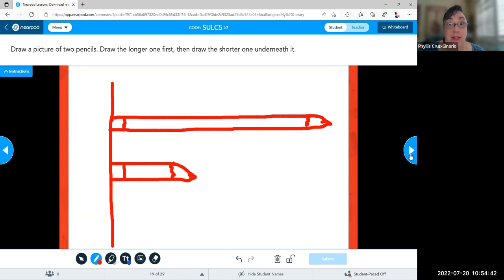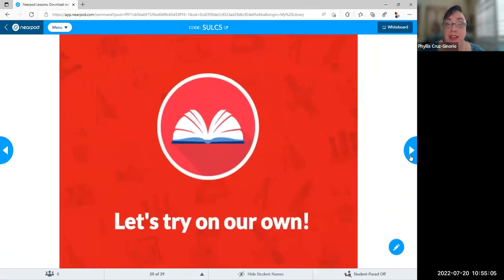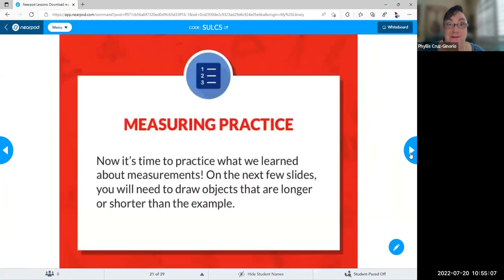I bet you could do it with your toys, bananas. You could do it with markers. You could do it with crayons. Oh, those are fun. You could do it with cube sticks. Oh yeah, all different types of objects. You can order them in order from shortest to longest, longest to shortest, as long as you start on the line. Okay. Let's try it on our own.